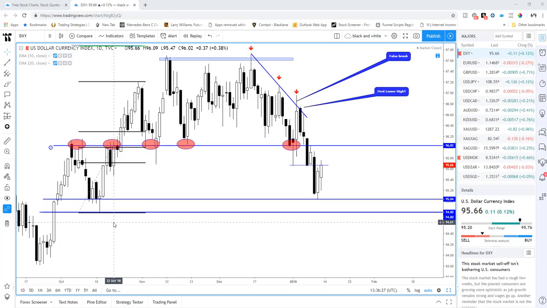Hey traders, it's that time again, Sunday afternoon, time to do our market analysis ahead of the open this evening. We're just going to run through the majors and minors today, looking at some key structure levels and potential reactions that might take place.